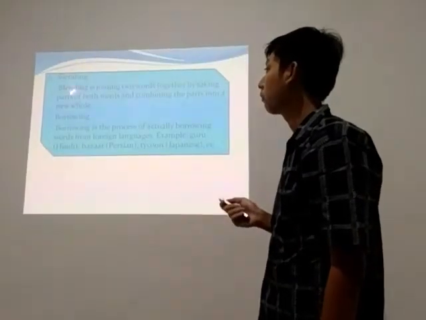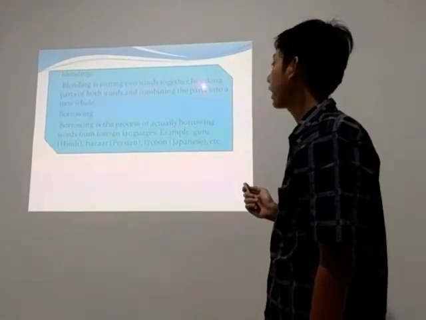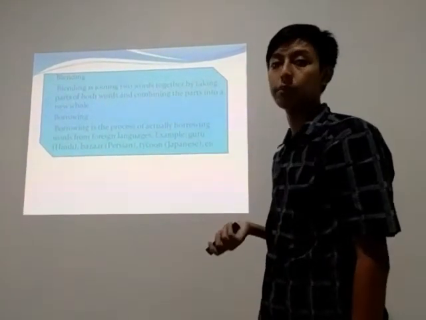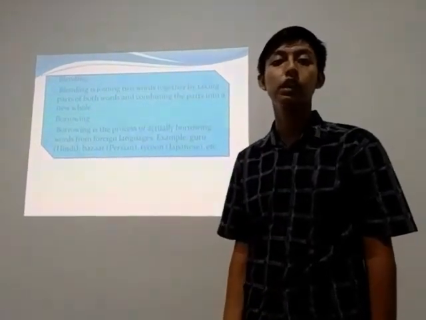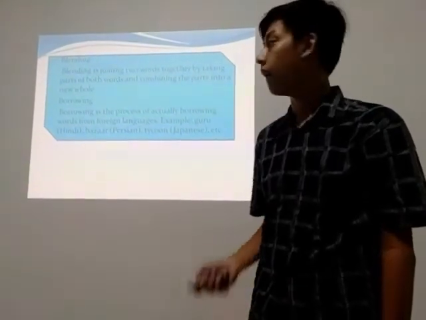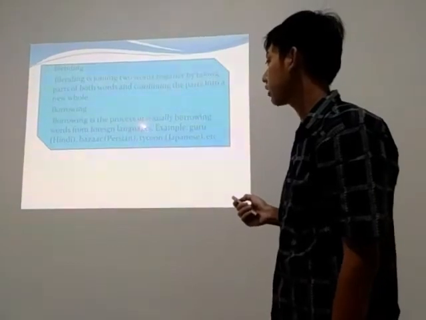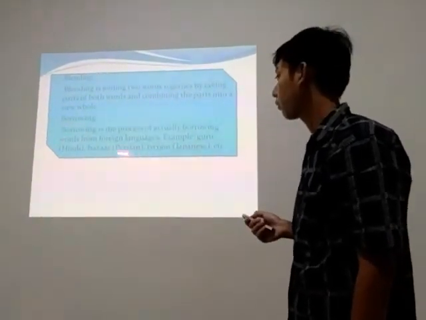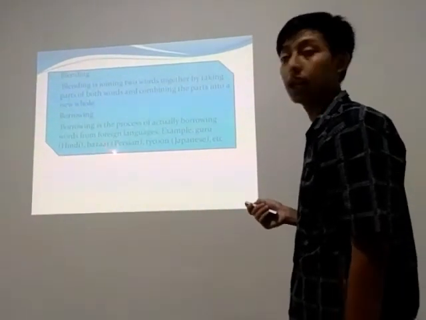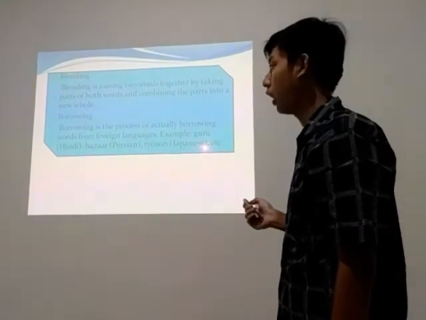The next is blending. Blending is joining two words together by taking part of both words and combining the parts into a new word. For example, brunch is breakfast and lunch, and motel is motorcycle hotel. And last is borrowing. Borrowing is the process of actually borrowing words from a foreign language. For example, guru from Hindi, bazaar from Persian, tycoon from Japanese, and many more.